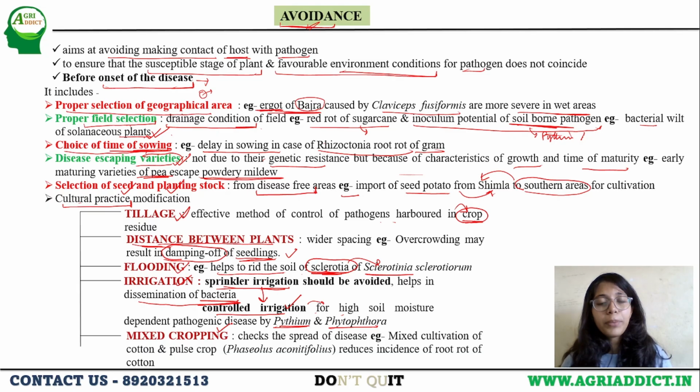Mixed cropping can also be done because it checks the spread of the various diseases. Example, cotton and pulse crop. The mixed cropping of these crops should be done and it reduces the incidence of the root rot of cotton. So I hope that this avoidance method is clear to you, and you need to remember the various methods that come under avoidance.